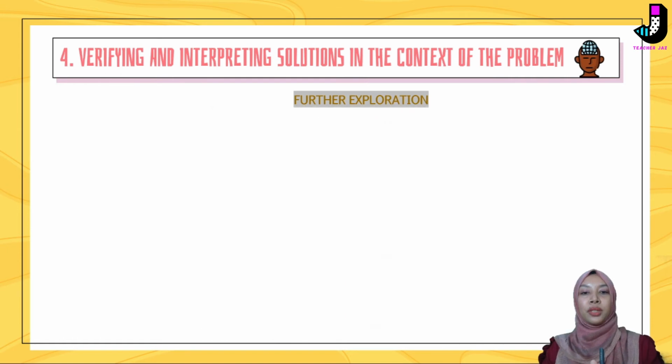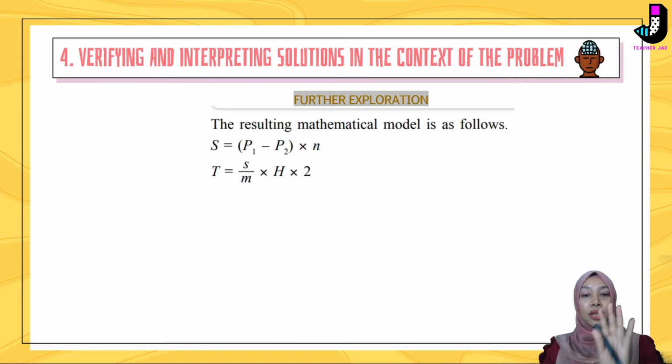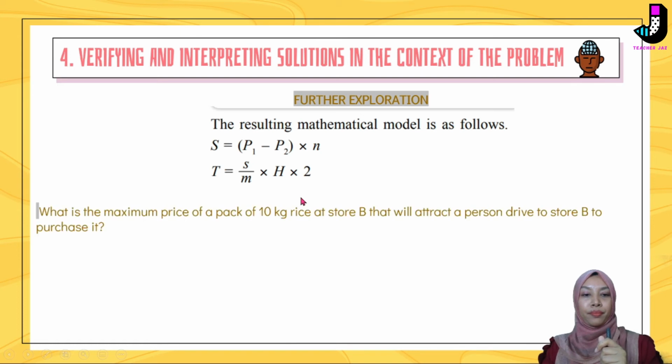Okay. Now the second one, still using the same mathematical model. Okay, we have S and T. Now, what is the maximum price of a pack of 10 kilogram rice at store B that would attract a person to drive to store B to purchase it? Maximum price of pack of 10 kg rice at store B. So store B is P2. Okay, so this P2 will be the unknown, okay, that you're going to find.